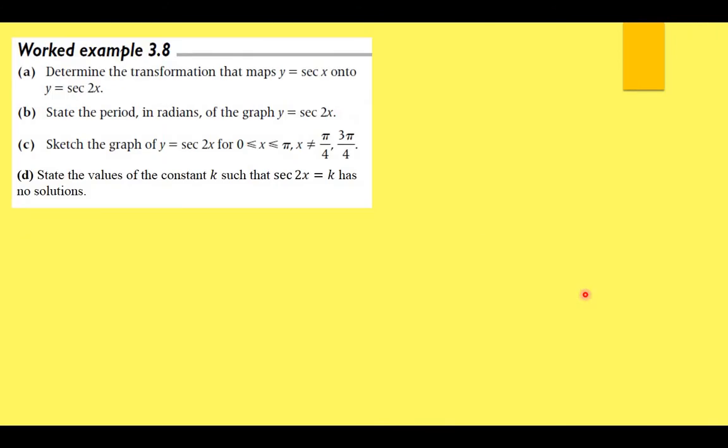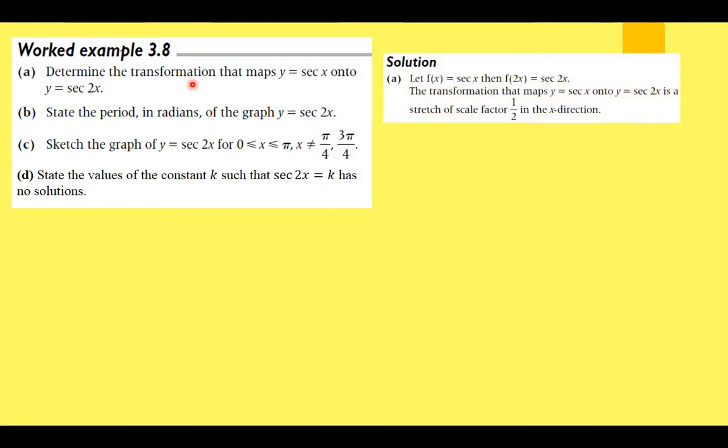Let's try this example. Okay, the first part is using your transformation knowledge from year 12 and applying it to reciprocal trig functions. So we've replaced x with 2x, so we know it's happened in the x direction. In fact, we've multiplied x by 2. Multiplication tells us we have a stretch in the x direction. It will go opposite to what we think. We have a stretch scale factor 1 over 2. Okay, you could check it by sketching it on your calculator.